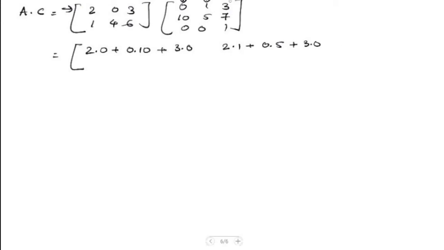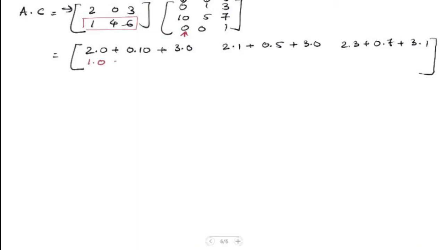And then first row with the third column now. We have 2 times 3 plus 0 times 7 plus 3 times 1. Okay, now we go with the second row. I'll use a different color. So now we go with the second row and the first column.